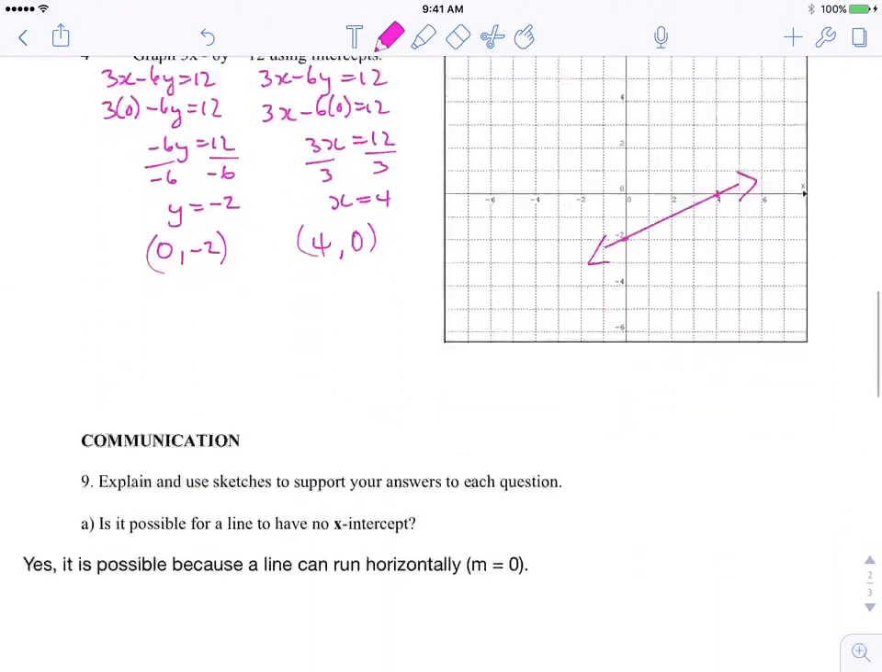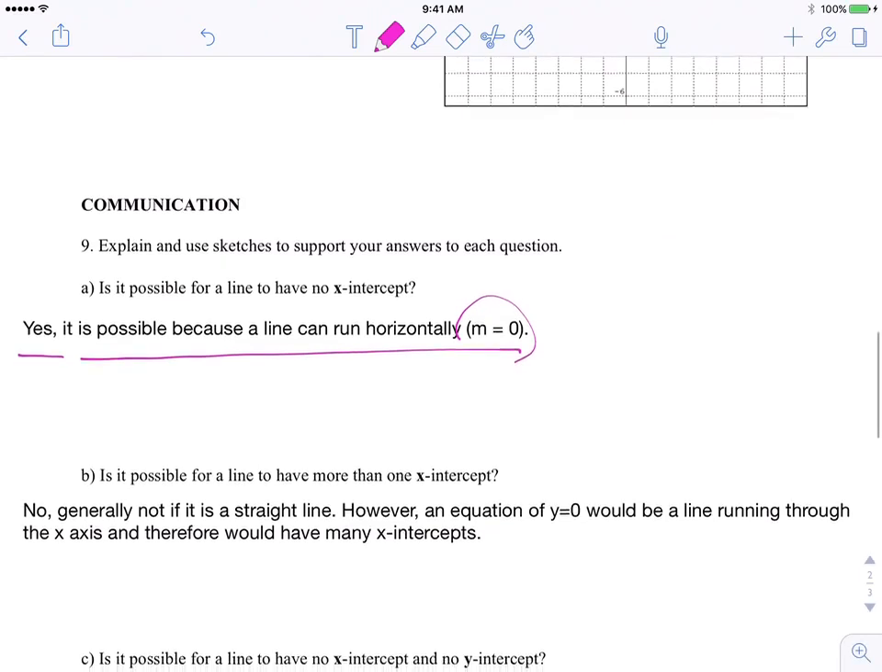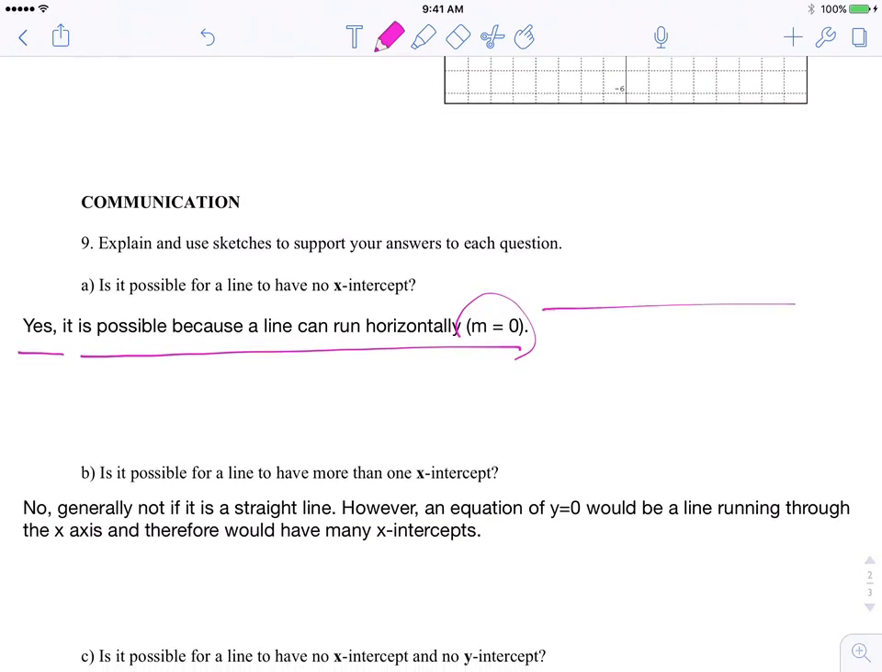And here we go. Communication. Explain and use sketches to support your answers to each question. Is it possible for a line to have no x-intercept? So I've gone ahead and answered these if you'd like to copy. Yes, it is possible because a line can run horizontally and the slope would be 0. That really means that the line runs left to right like this.